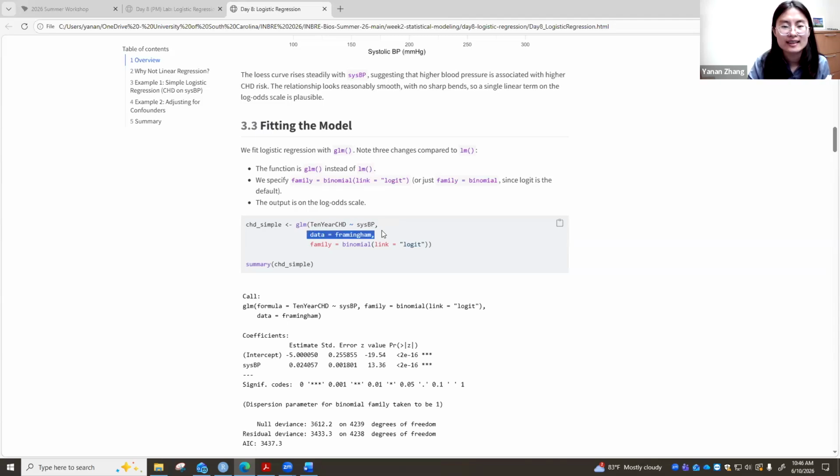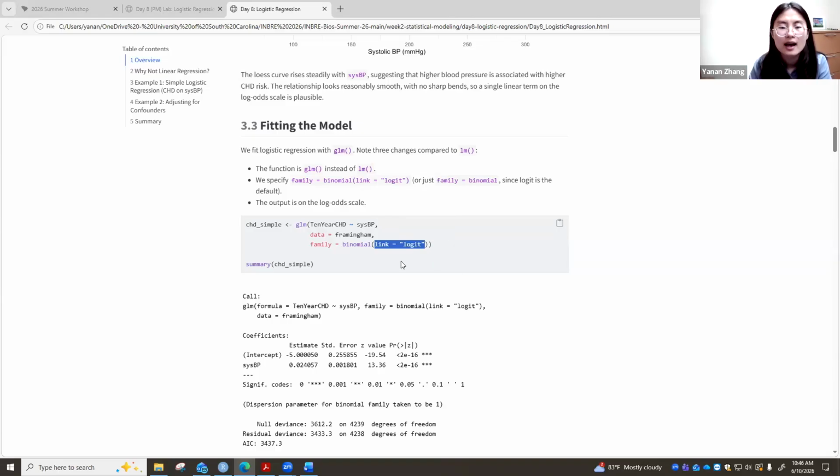And we specify the data. Another thing we need to add is the family option, right? Because our outcome, coronary heart disease, follows a binomial distribution, since it is a yes or no type of variable. And by default, the link is called the logit, or the log odds.